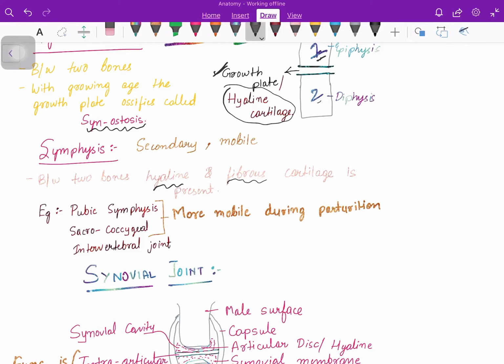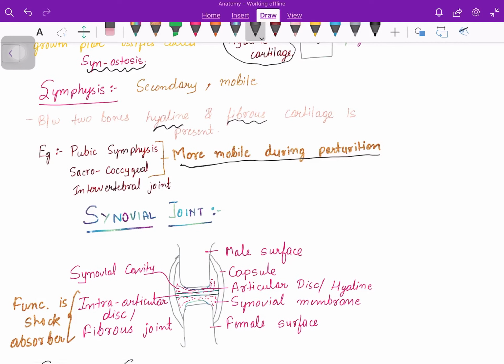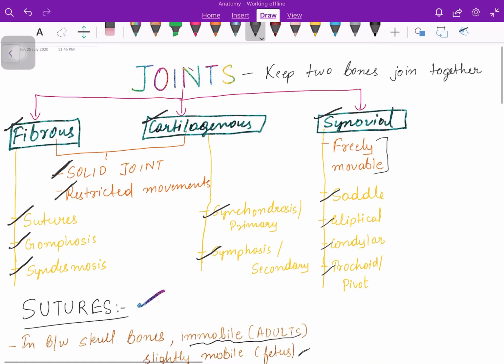Pubic symphysis and sacrococcygeal joints are more mobile during parturition, that is when a pregnant woman is going to deliver. These two symphysis joints are very mobile, so it will be easy for them to give birth to the child. Next comes the synovial joint, the third type of joint.